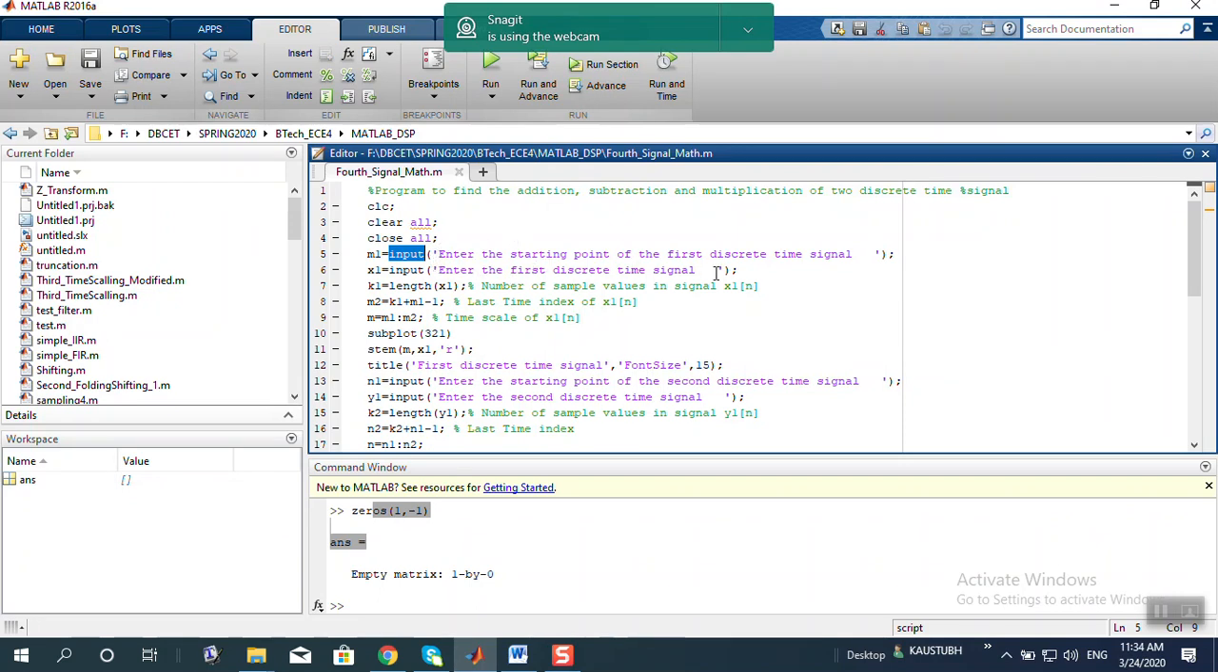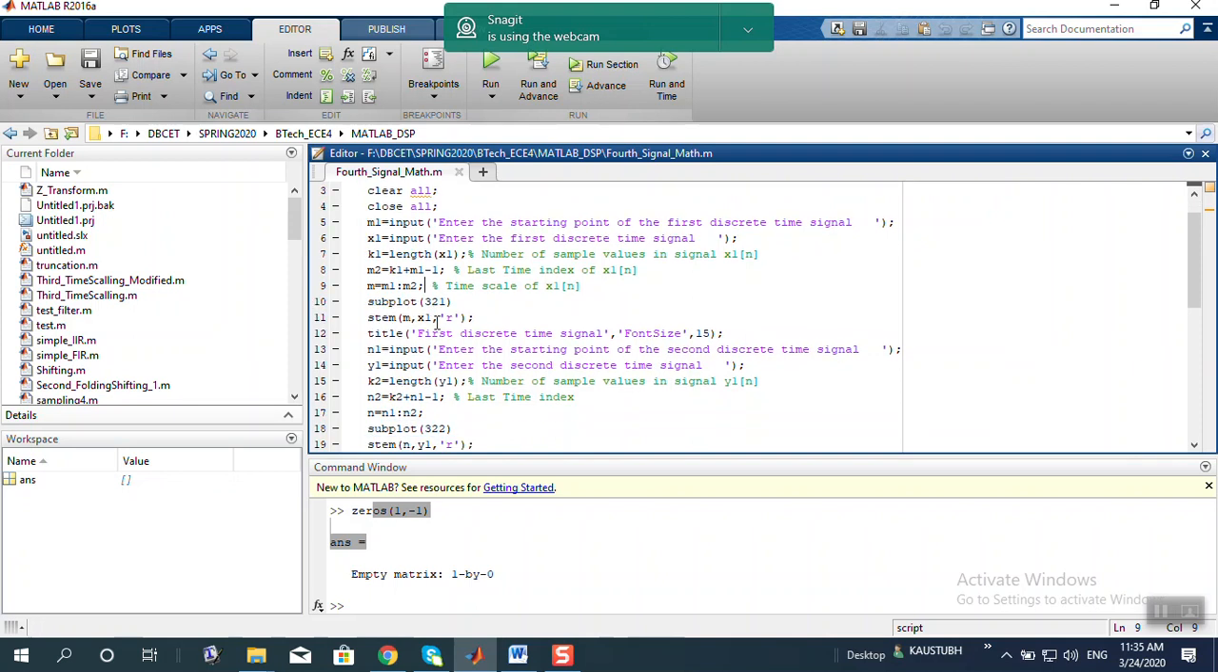So m1, again with input to prompt the user to give the entry. So enter the starting point of the first discrete time signal, then the signal values x1, input, enter the discrete time signal values. Then k1 is the length of the signal x1, because we need to calculate the ending time of the signal. These things we have already discussed. So m2 is the ending time index of the signal x1, which is nothing but the number of samples plus the starting time index minus 1. So finally the time scale for the signal x1 is m1 to m2.